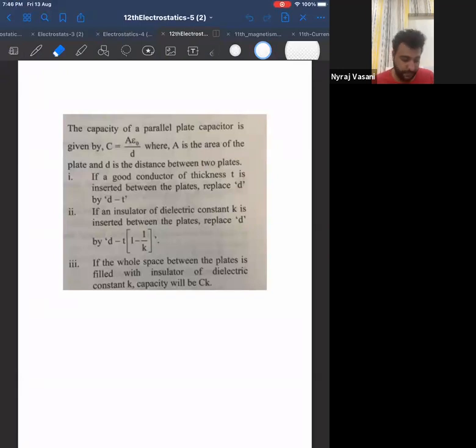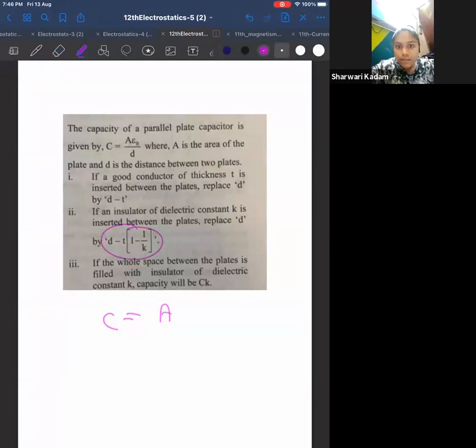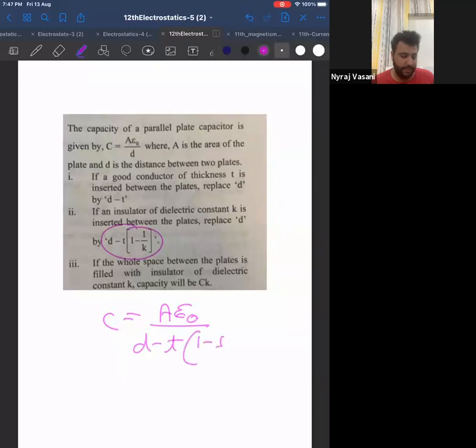Correct here. They are taking this denominator, correct? So I'll use this formula: A epsilon naught divided by D minus T into 1 minus 1 by K. Okay, so now we'll use this only, we'll not change this.